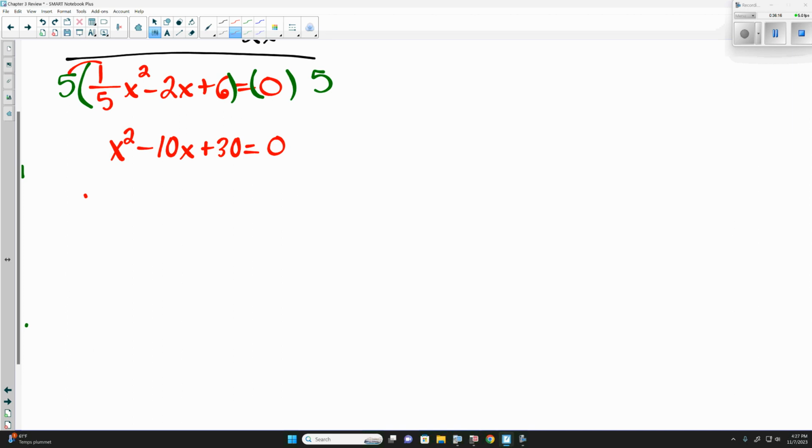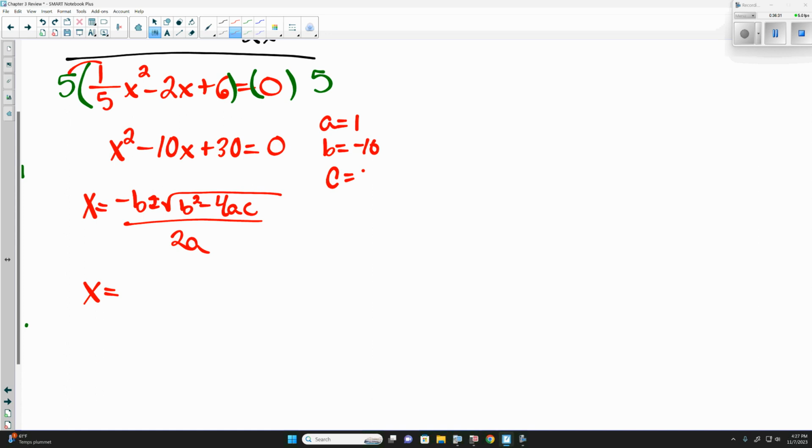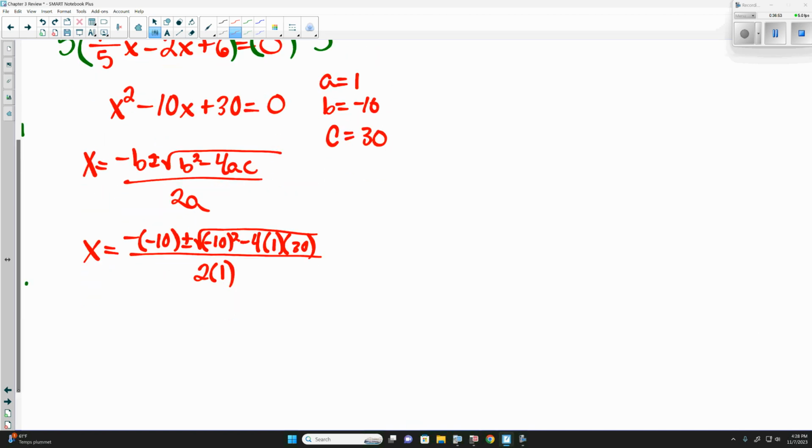Now at this point here, we can use the quadratic formula. x is equal to negative b plus or minus the square root of b squared minus 4ac all over 2a. Value of a in this case is 1. b is negative 10, c is 30. So we have negative b, negative 10, plus or minus the square root of b squared, so negative 10 squared, minus 4 times a, which is 1, times c, which is 30, all over 2 times a, 2 times 1. Now at this point here, we do need to simplify a little bit.